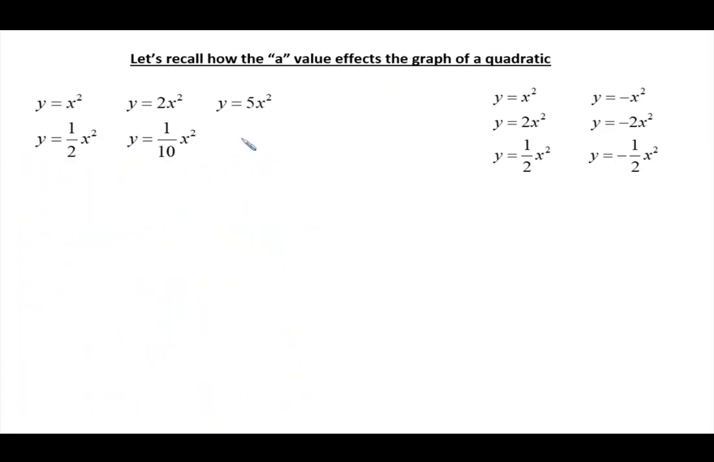All right, so let's take a look at the a values and how it affects the graph. We kind of already know this because we talked about it in the last lesson, but let's review it. So over here, a is 1, a is 2, and then a is 5. So you have to remember when the absolute value of a, just ignoring positives and negatives right now, is bigger than 1, the graph gets more narrow. And remember, we call that a vertical stretch.